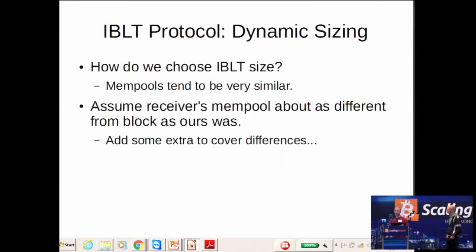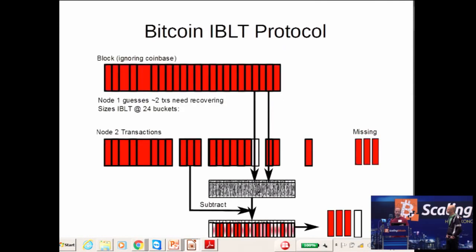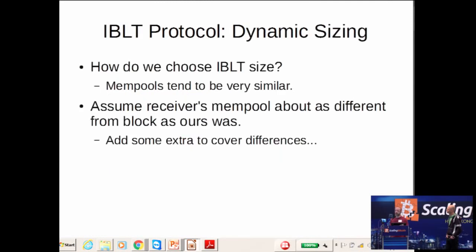Okay, now one thing I skipped over here was sizing. Here I said that node 1 guesses the size of the IBLT to be about 24 buckets. How does it figure that out? It turns out that mempools, at least across the corpus, were pretty similar. In fact, the big difference was in the block that was received. A whole heap of blocks were full of stuff that we'd never seen before.